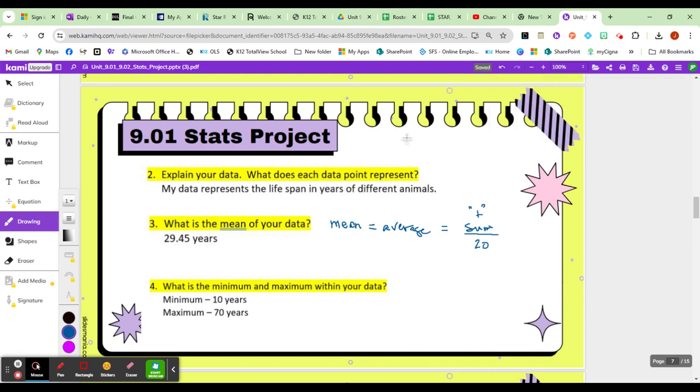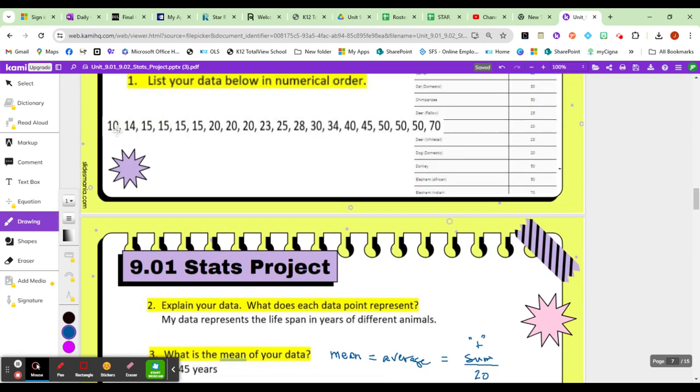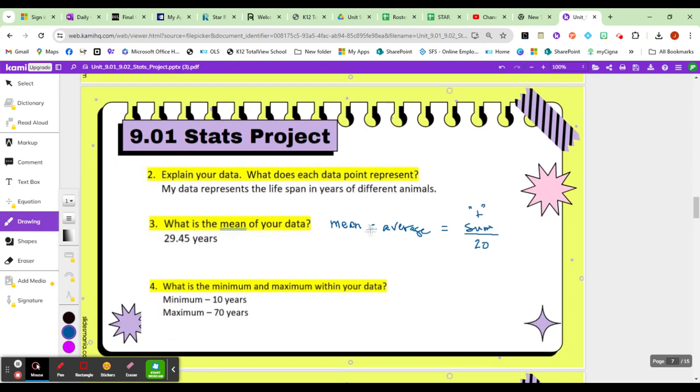So I just went back and took my calculator. I added all 20 of these numbers up. I divided by 20, and that gave me 29.45. And I think for the rest of my data, I'm going to round to 29.5. That's what I'm going to use for my mean, because you're going to use your mean in the 9.02 project, the 9.03 project, and the 9.04 project. So you're going to use your mean again.